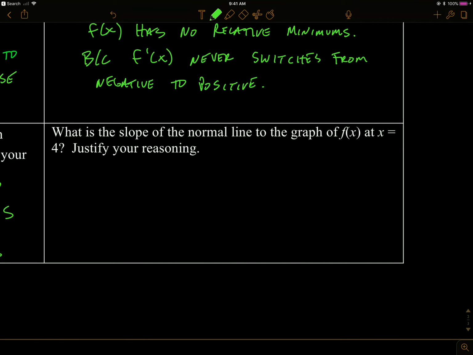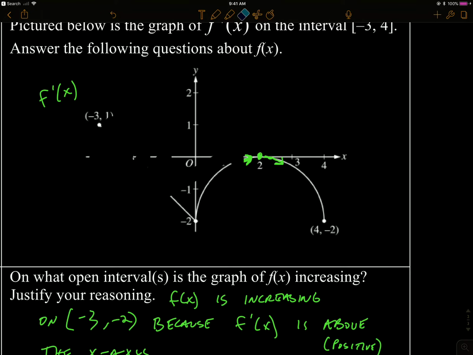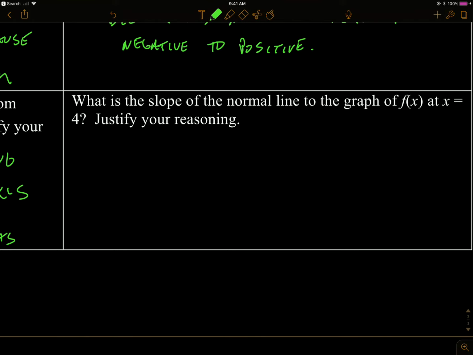What's the slope of the normal line to the graph of f of x at x equals 4? I'll do it at the end. I'm not going to state the answer right away because it's going to take a little bit of work. So at x equals 4, we have the graph of the derivative. At x equals 4, the derivative is -2. So we know that f prime of 4 equals -2.